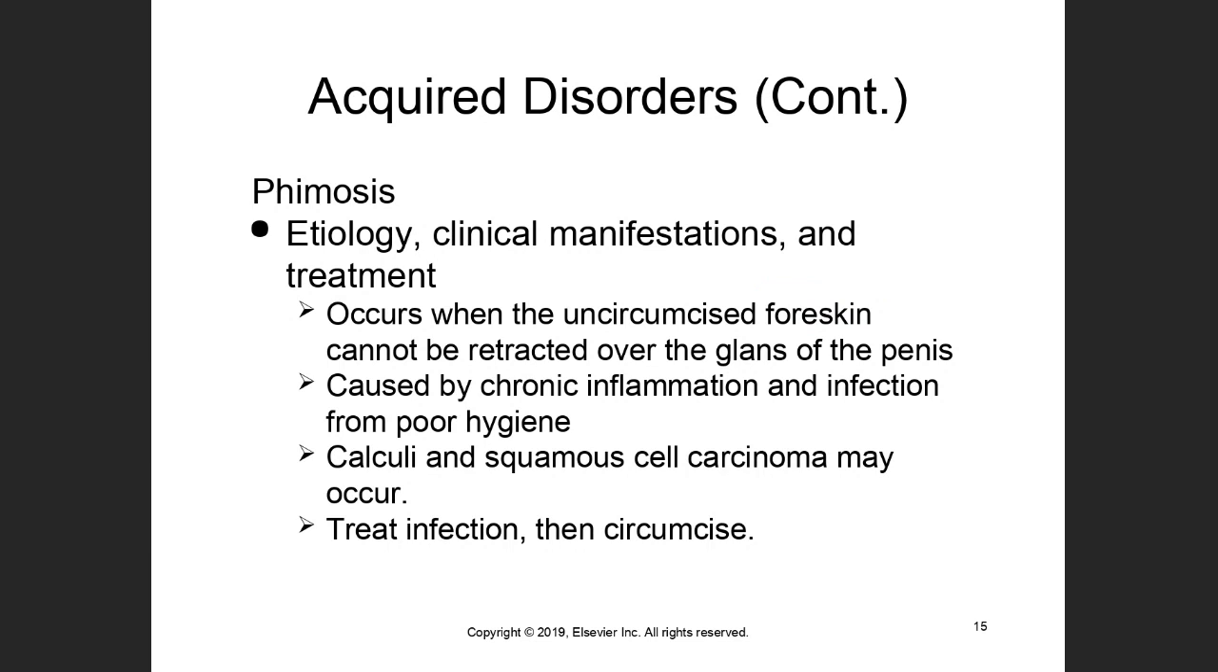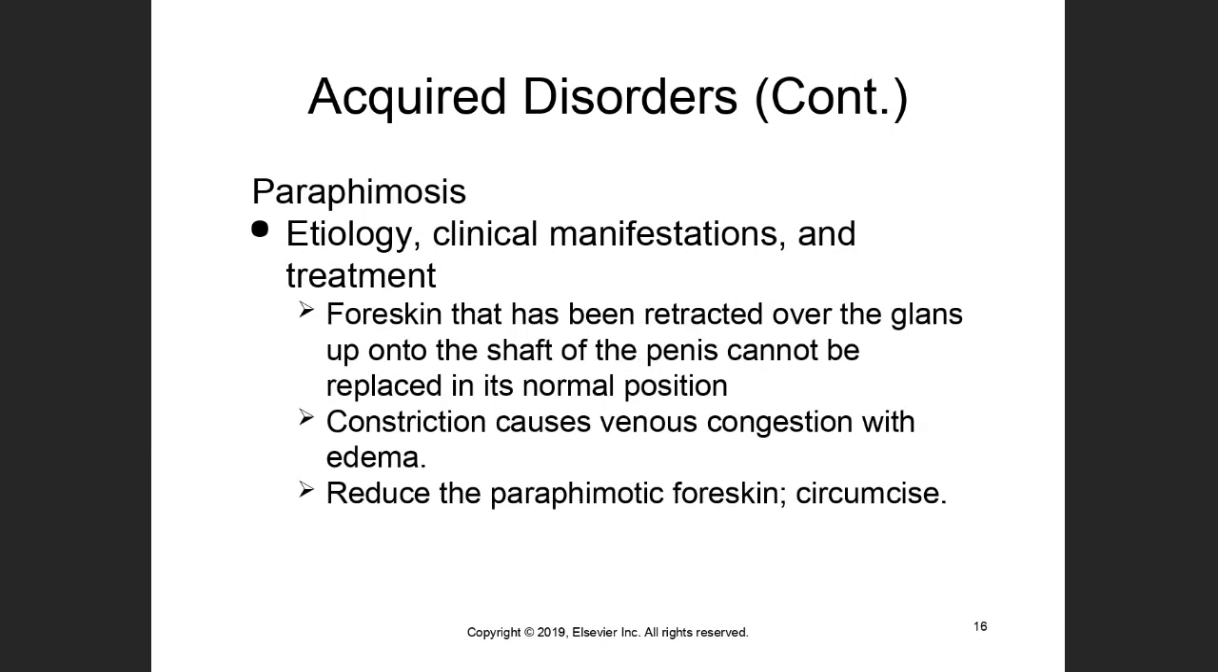Okay, phimosis, the cause of phimosis is because of inflammation, infection, poor hygiene. That's the most common cause of phimosis. Okay, this one is the one that you can produce because of iatrogenic causes. In the case that you put the Foley and you don't retract the foreskin, and then that produces paraphimosis. Okay, paraphimosis.